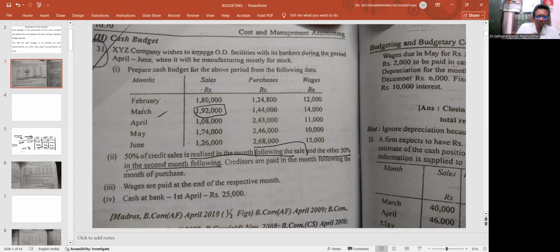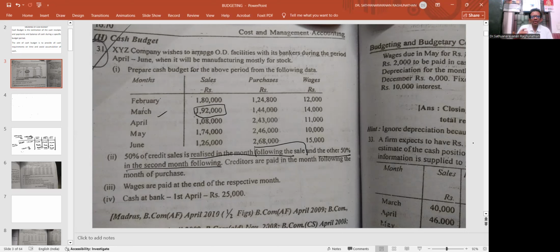So if you sell the goods in the month of February, you will be receiving the money from the customer in the month of March. If you make the sale in March, you will be receiving in April. If you sell in April, you will be receiving in May. If you sell in May, you will be receiving in June. That is the meaning of 50% of credit sale is realized in the month following the sale.